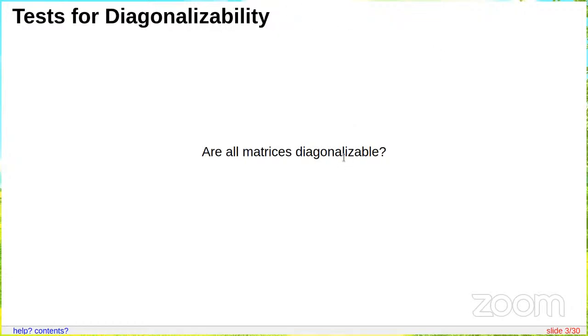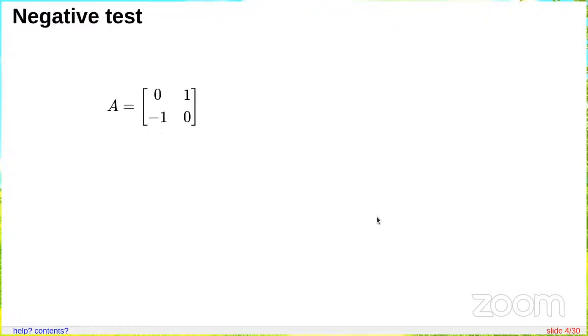So what do you think? Are all matrices diagonalizable? No, sir. Okay, so not all matrices are diagonalizable. So let's take an example.